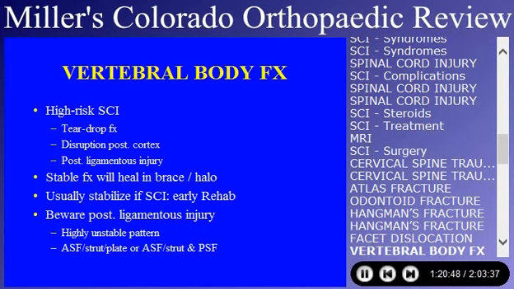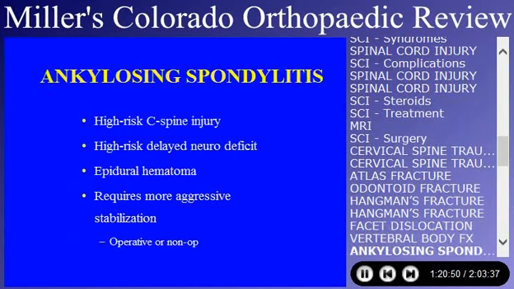Be aware of cervical spine injuries and ankylosing spondylitis. These are high risk for cervical spine injury, and they're high risk for delayed neurologic deficit. So you need to very closely follow, probably admit to the hospital, a patient with ankylosing spondylitis who comes in, who has a significant spine injury. Even if they're neurologically intact, these are patients who will come back 2 or 3 days or a week later where they've got cord involvement. They can have an epidural hematoma.